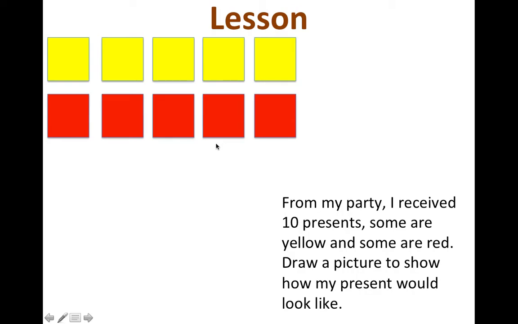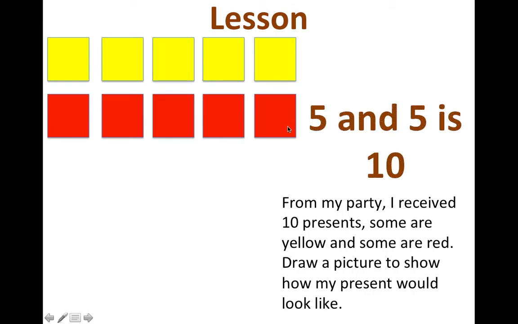How many presents do I have together? So I know 5 and 5 is 10 because I already know there's 5 on the top. So I'm going to count on 6, 7, 8, 9, 10. I know 5 and 5 is 10. The way I would write it in the number sentence is 5 plus 5 equals 10. Again, 5 plus 5 equals 10. We're doing addition, that's why we have the addition symbol.